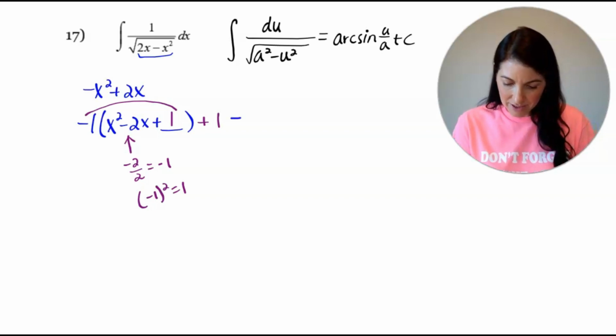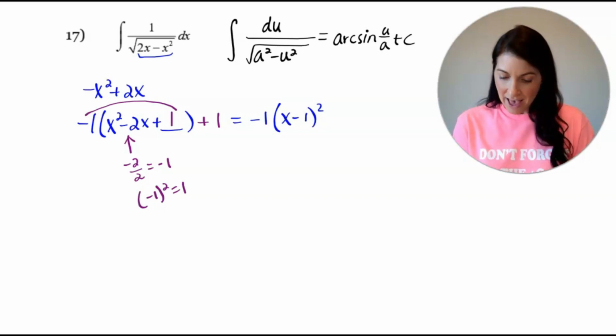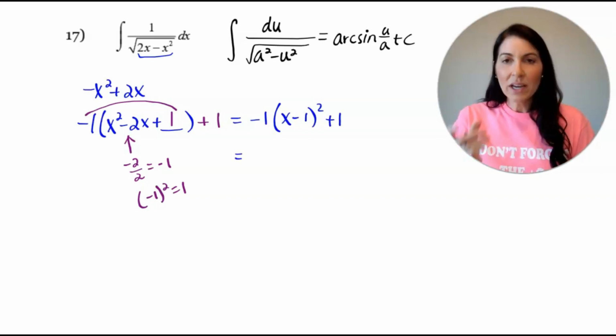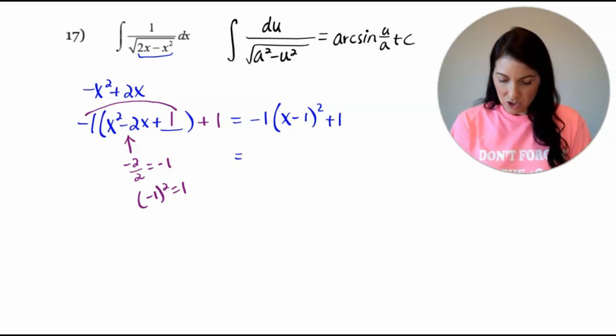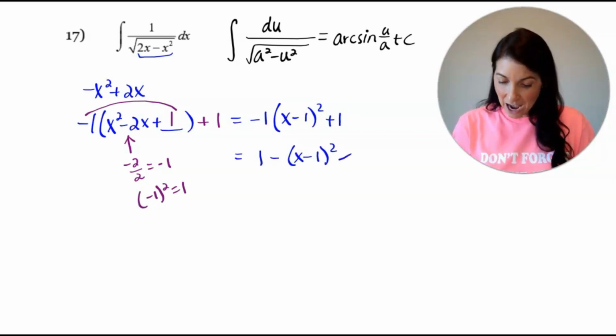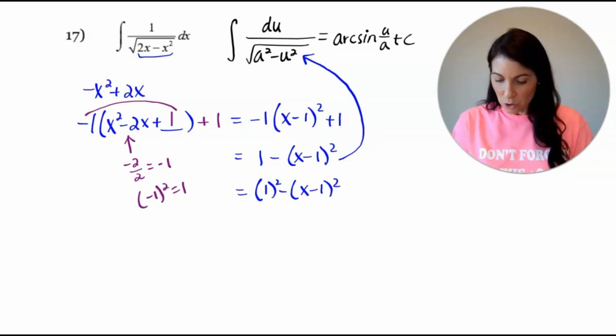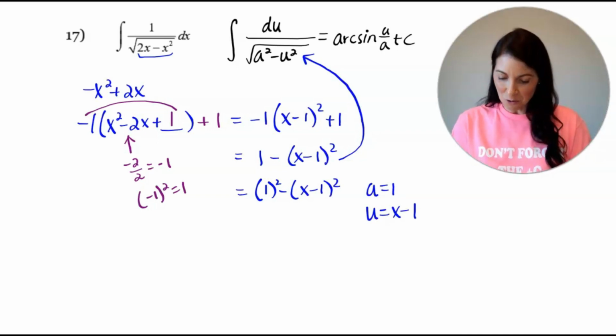So rewriting this, I will have -1, and then I can now factor the x squared minus 2x plus 1 as the binomial x minus 1 squared, and then I have +1. And I'm going to switch the order here, and start with the 1 and then subtract the x minus 1 squared. That means the exact same thing. The reason I'm going to do that is because now I can make it look like this. I can make it look like here is my a squared, here is my minus u squared, so as long as a is 1 and u is x minus 1, this will work.